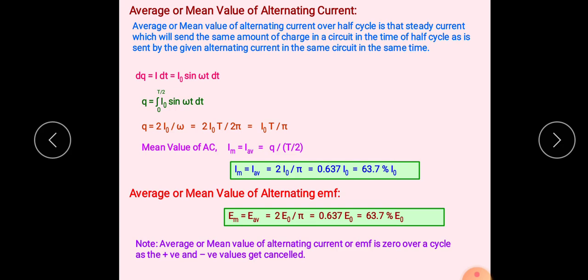Now, what is the average value for a complete cycle? The average or mean value of alternating current or EMF is 0 over a cycle. That is, for a complete cycle, the positive and negative values get cancelled. That means the current flowing in the circuit cannot be described by the average value, because for a complete cycle the average value will be 0. Then it may be the root mean square or virtual value, which is also called the effective value of alternating current.